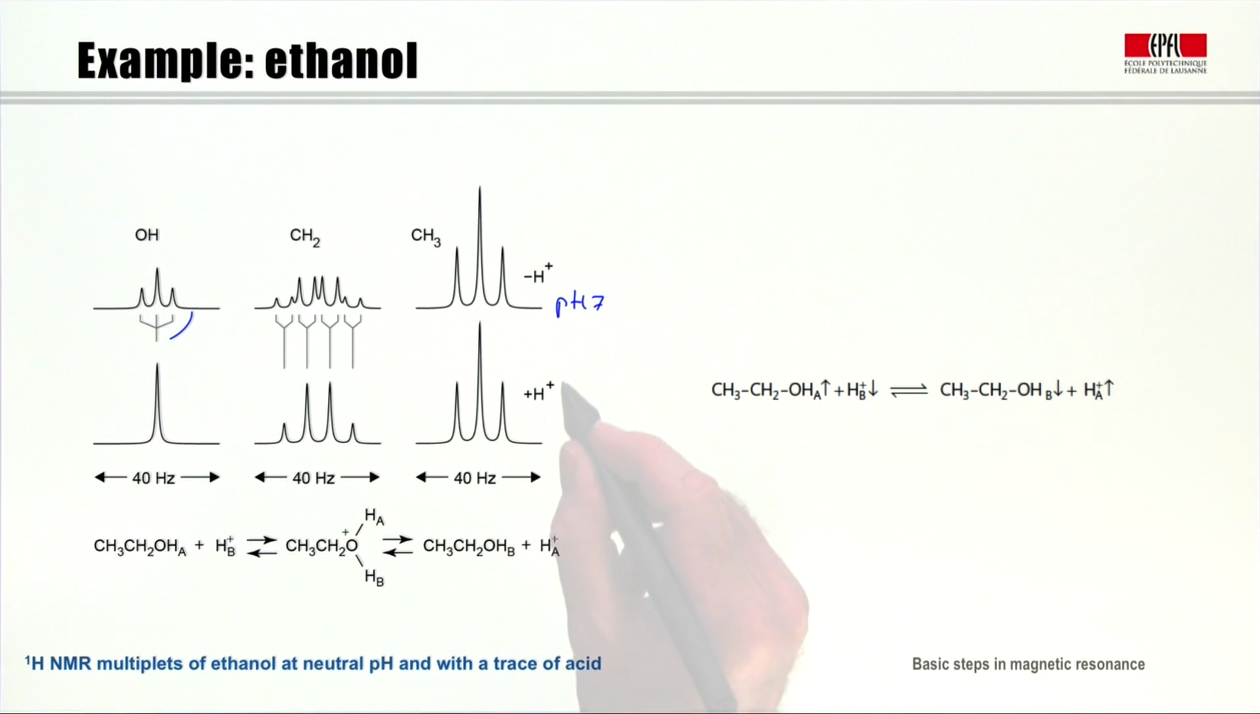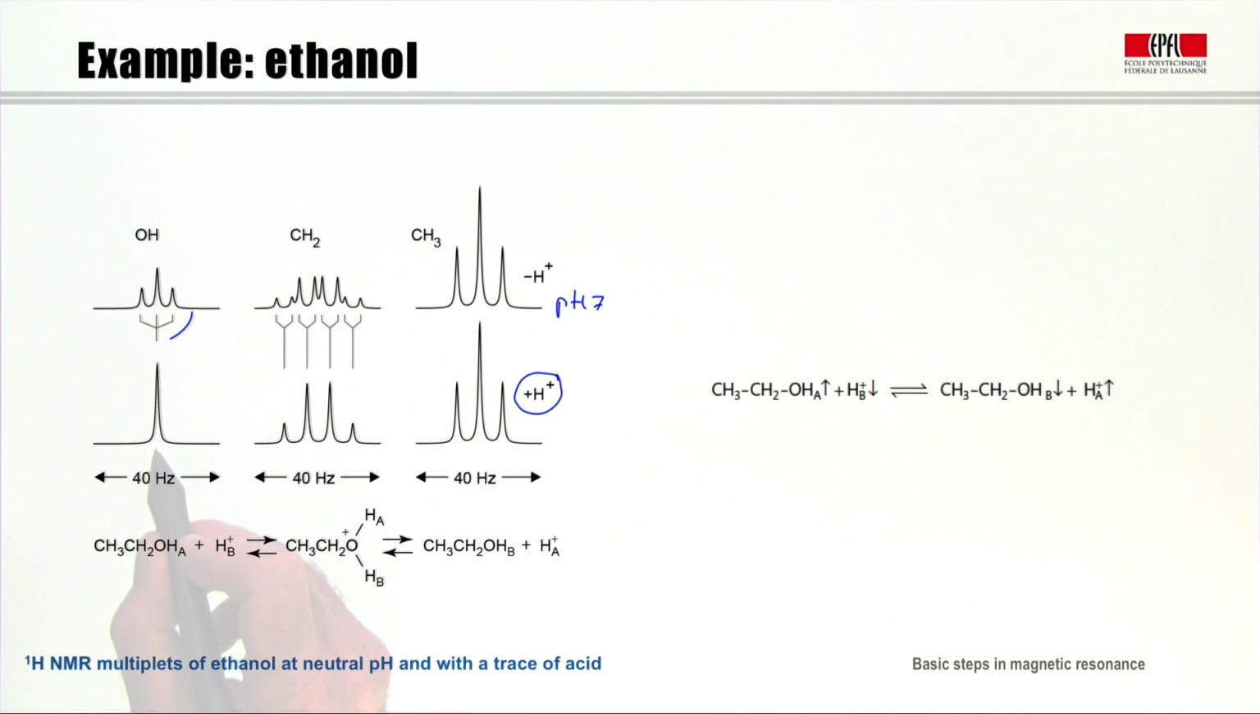Now it turns out that you only have to add a very minute, trace amount of acid for this effect to go away. And then we observe a simple singlet here, and the multiplet of the CH2 group collapses to a simple binomial quartet. So the question is, why do we observe such a collapse in the spectrum?